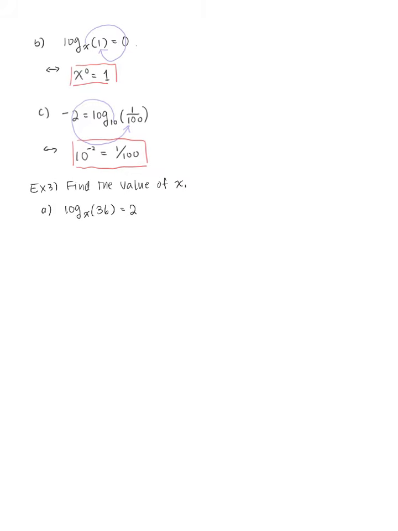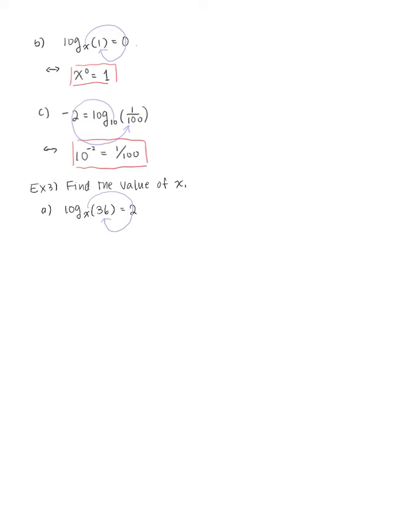All right, let's try something like this. Example 3, now we're going to have to find the value of x. Part A, we're given log base x of 36 equals 2. Somehow we need to come up with the base so that that base to the second power is going to give us 36. If I apply that definition, then this is equivalent to what? x to the second power equals 36, isn't it?